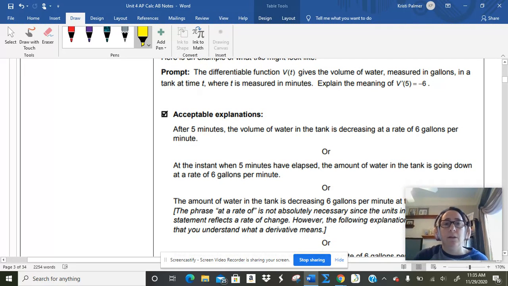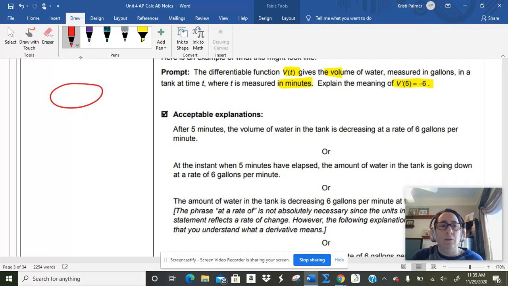So here's the prompt. The differentiable function v of t gives the volume of water measured in gallons in a tank at time t. T is measured in minutes, so v of t is the volume. Explain the meaning of v prime of 5 equaling -6. So again, we have this tank, whatever it is, I don't know. It's being filled up with water, okay? And so we're talking about the volume of the water here.